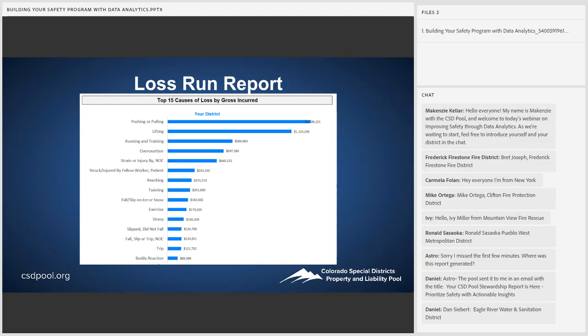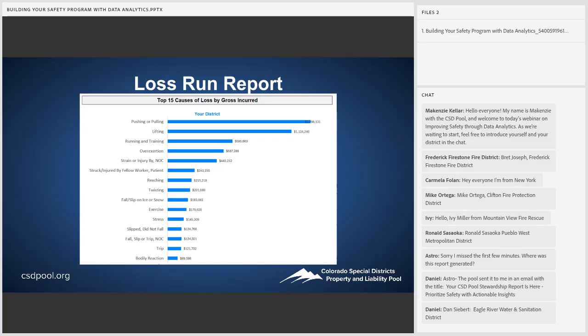what are our teammates doing while they're pushing and pulling to cause these losses? What are they lifting that's causing these losses? And then, of course, most importantly, now that we know where these losses are coming from, how do we decrease those?